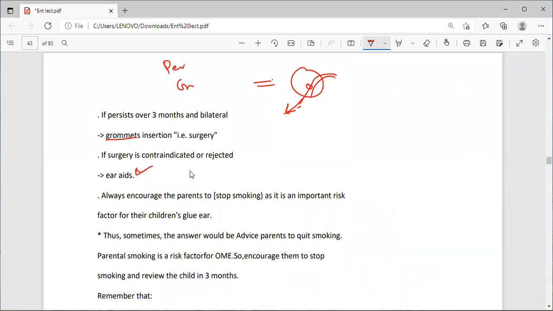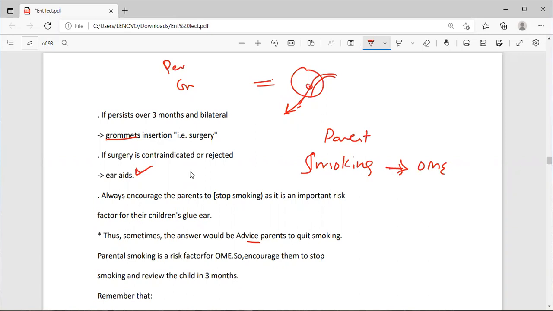Always encourage the parents to stop smoking. Smoking is the biggest risk factor in these children. If their parents are smoking, the patient can get glue ear or otitis media with effusion. Thus, sometimes the answer would be to advise parents to quit smoking.